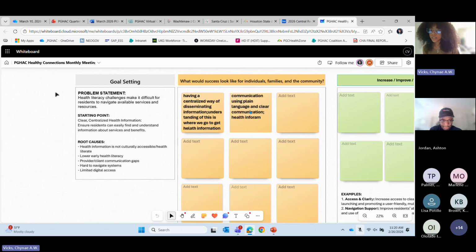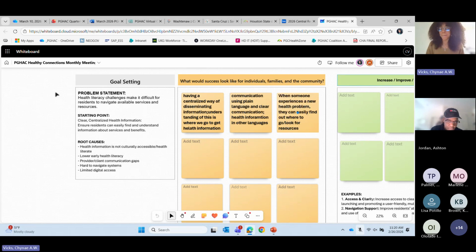Christina, when someone experiences a new health problem, they can easily find out where to go or look for resources. Absolutely. I think we can all agree that most people go to Google, right? Sometimes that can be a little scary because Google will tell you things that make you say, wait a minute, I just had a little crick in my neck. I didn't know that meant death, right? It can get a little extreme sometimes. But where else can we go besides Google?